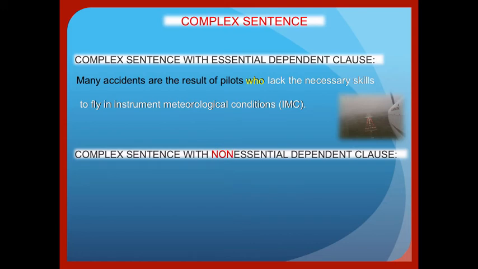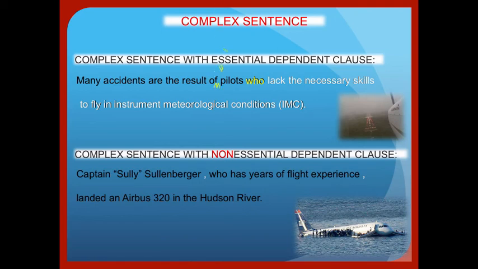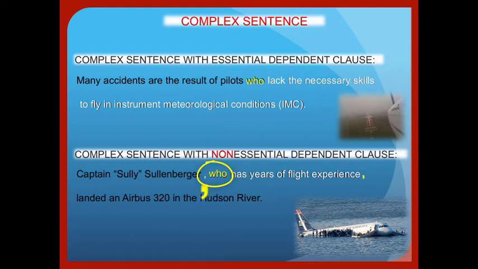The next example of a complex sentence with a relative pronoun is, Captain Sully Sullenberger, who has years of flight experience, landed an Airbus 320 in the Hudson River. Now, the relative pronoun who begins the non-essential dependent clause. Non-essential dependent clauses add information to specific proper nouns. The information is interesting, but it is not necessary. With non-essential dependent clauses, you must offset the clause with commas.